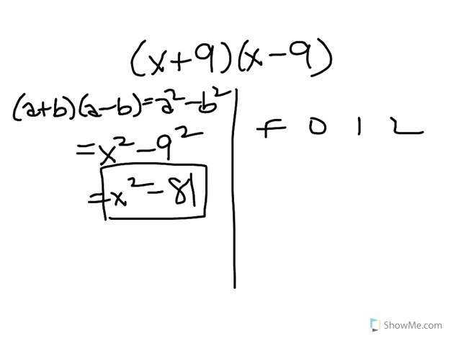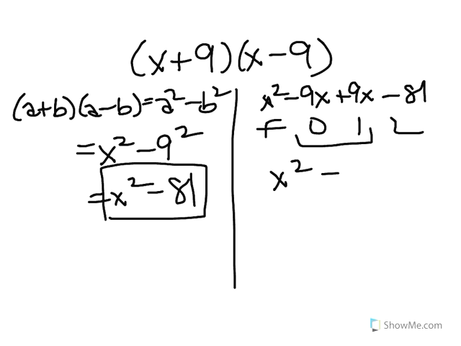First times first, x times x is x squared. Outside times outside, x times negative 9 is negative 9x. Inside times inside, 9 times x is 9x. And last times last, 9 times negative 9 is negative 81. As before, the two middle terms are like terms, and as before, they cancel each other out. So your answer is x squared minus 81. I just think there's a lot of work going on in there that doesn't need to be done.